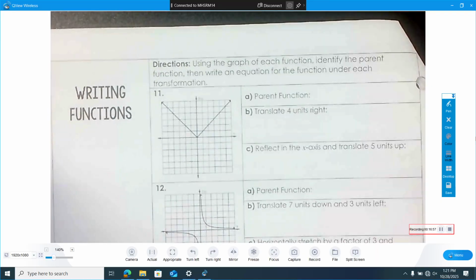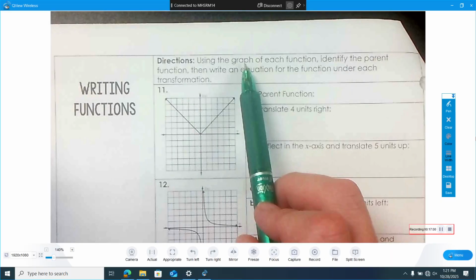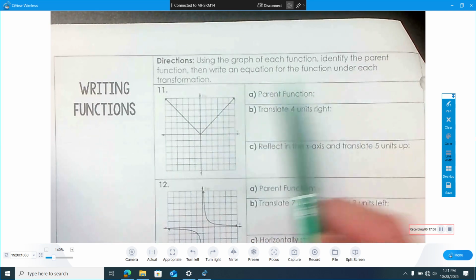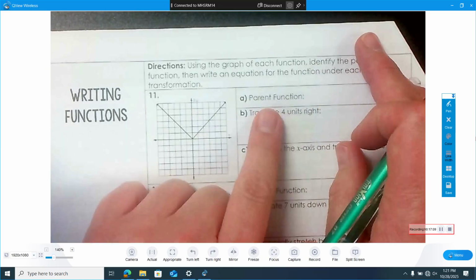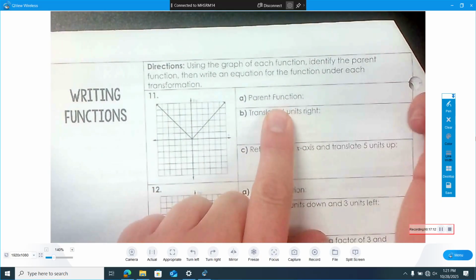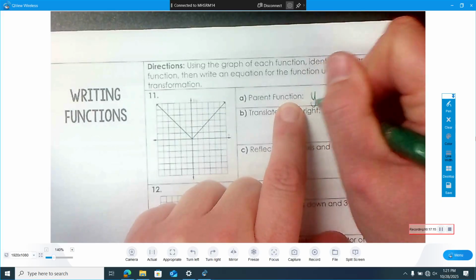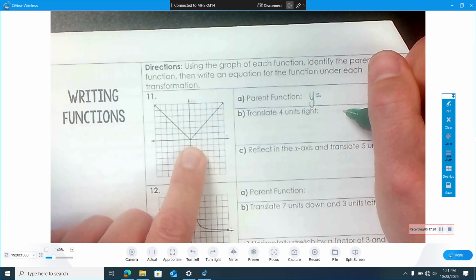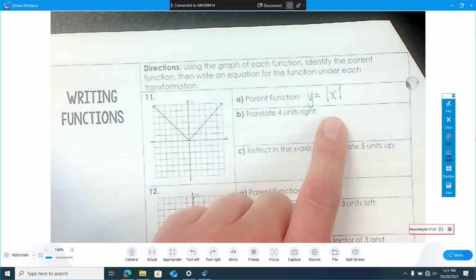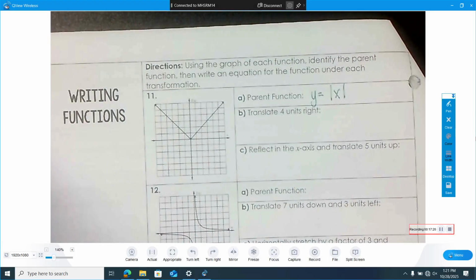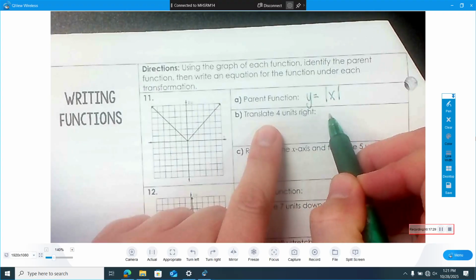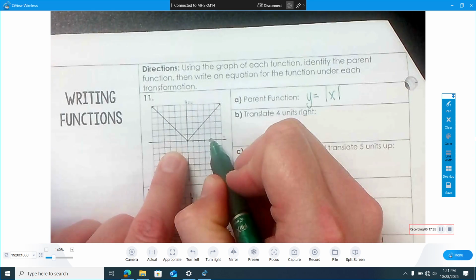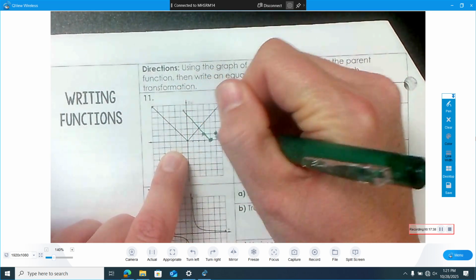Okay, so we want to also be able to write some functions as well. Using a graph of each function, identify the parent function, then write an equation for each transformation given. So when I look here at number 11, what's the parent function? What's the equation? Like what parent graph is shown? Absolute value of x. Yes, that is the graph shown. And if I want to translate this function 4 units to the right, so if I take this function and go 1, 2, 3, 4 units to the right, all right, here it is.